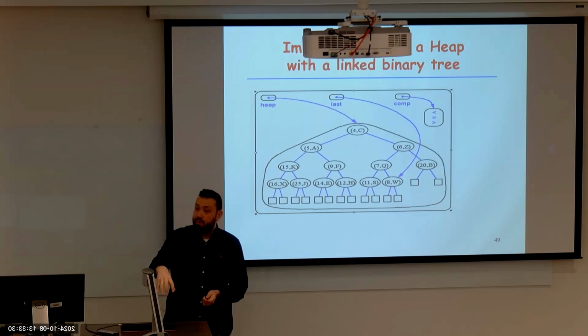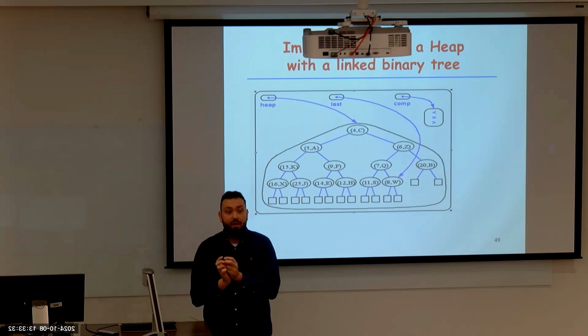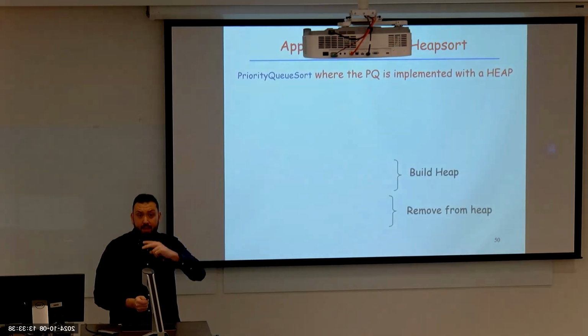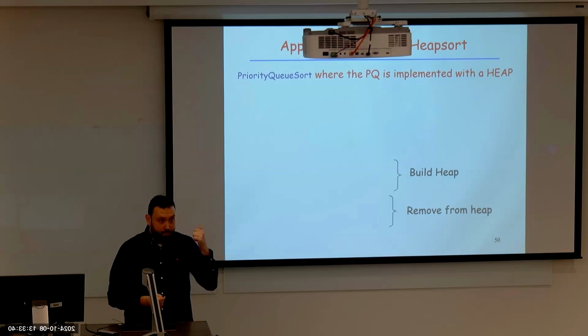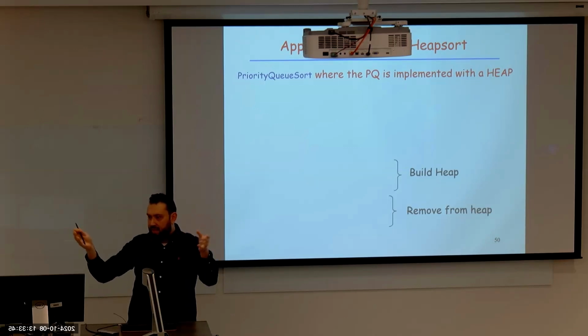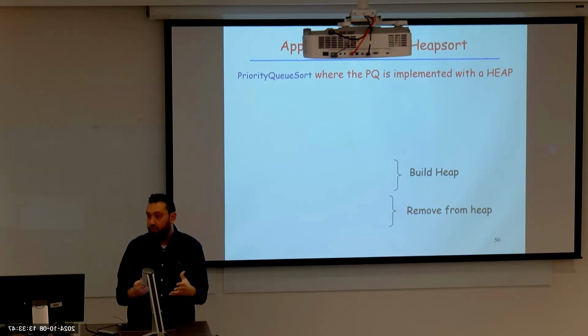Now I can do the same thing using a heap and sort them by something called HeapSort. What is the idea of HeapSort? I need to do two things. Build the heap first, because I don't have a heap. I have a sequence of numbers, I have a list, I have whatever, and I want to sort this.